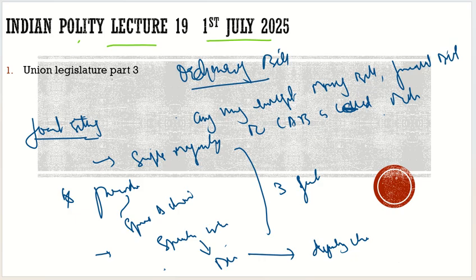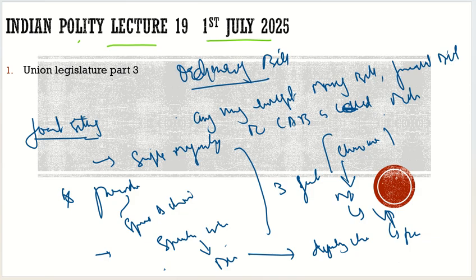Now a question may come to your mind: what about the chairman of the Rajya Sabha? Can he preside over this joint sitting? The answer is no. Why? Because the chairman, or we can say the Vice President of India, does not belong to the Parliament. He does not belong to the Rajya Sabha, so he does not chair the joint sitting. This is about the joint sitting.